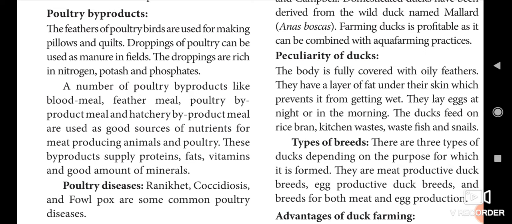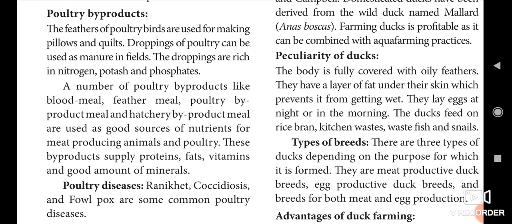A number of poultry byproducts like blood meal, feather meal, poultry byproduct meal and hatchery byproduct meal are used as good sources of nutrients for meat producing animals and poultry. So these byproducts supply protein, fats, vitamins and a good amount of minerals. So these are the poultry byproducts.